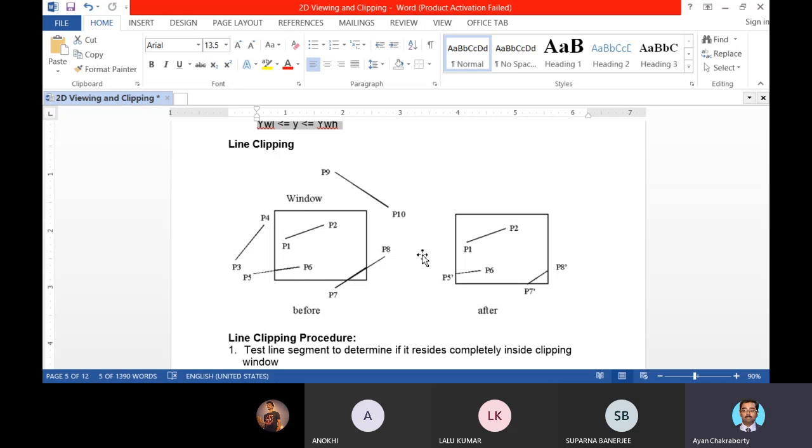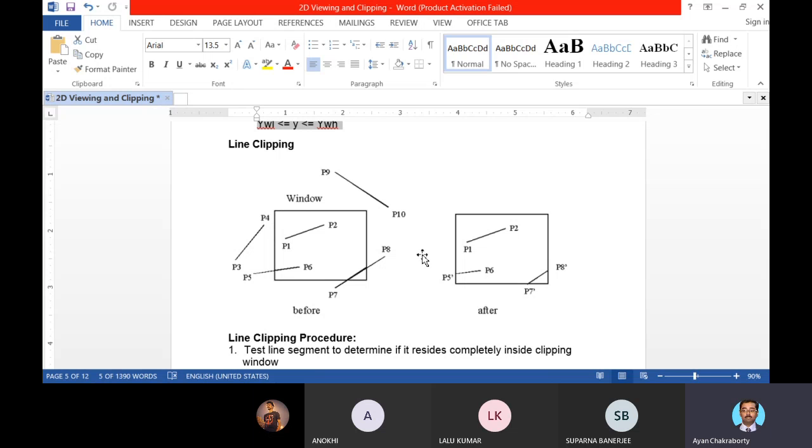For this kind of straight lines which have endpoints outside the clipping window, we have to check whether these straight lines have any intersection points with the four sides of the rectangular clipping window or not.